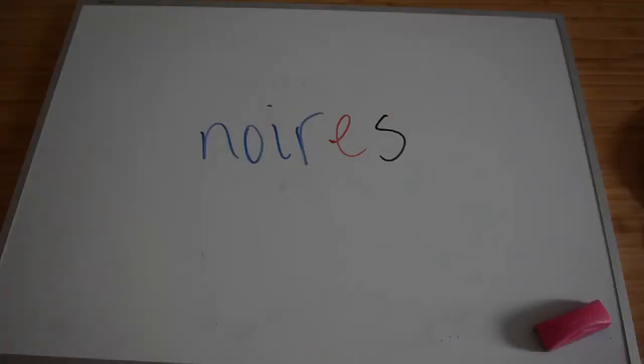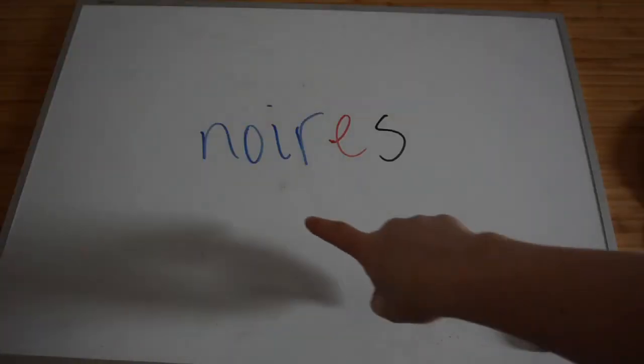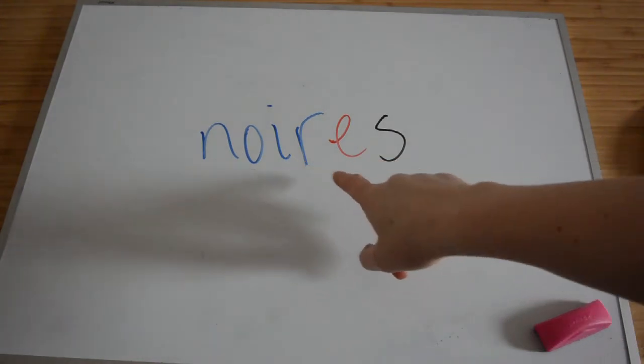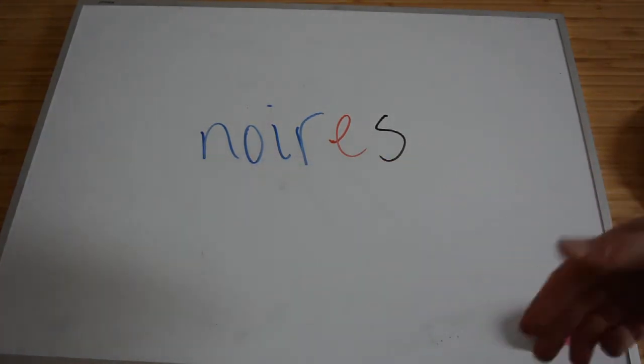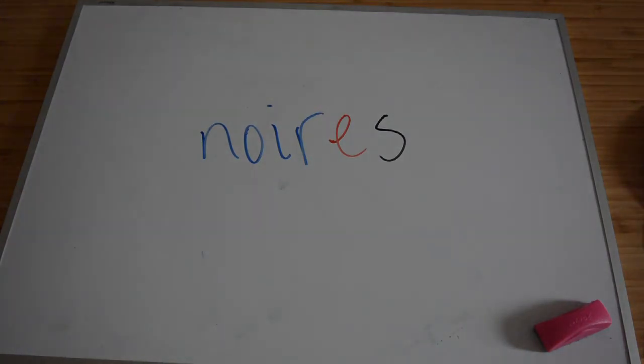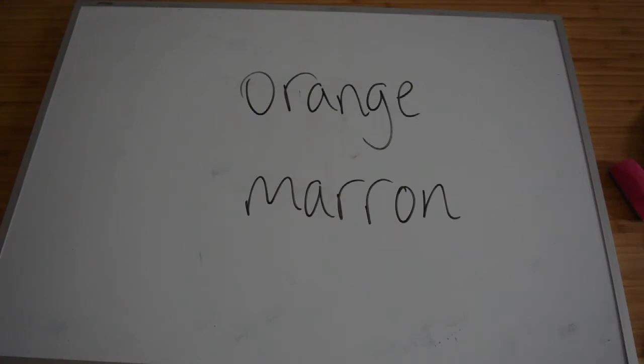By colour coding this, I've made it a bit clearer. So noir means black. We add an E on the end because we're talking about something feminine, and we add an S on the end because we're talking about more than one of those things. So we have to add an S for it to be plural. Here are a further two colours that we're going to look at as well.